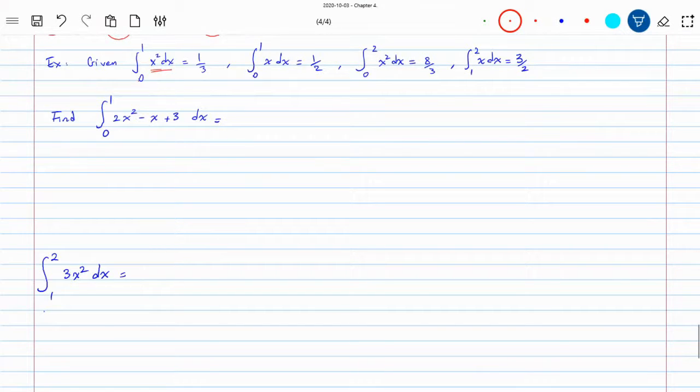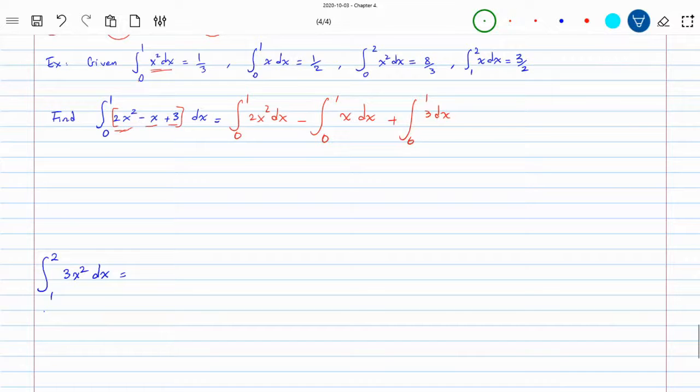So let's look at this. First, you have three functions. One is 2x squared, the other one is x, then you have a constant 3. If you have a sum of three functions, you can break this up into the integral from 0 to 1 of 2x squared dx, plus, actually in this case, minus the integral from 0 to 1 of x dx, plus the integral from 0 to 1 of 3 dx. So you can break this integral into three functions, since these are additions or subtractions of three functions.